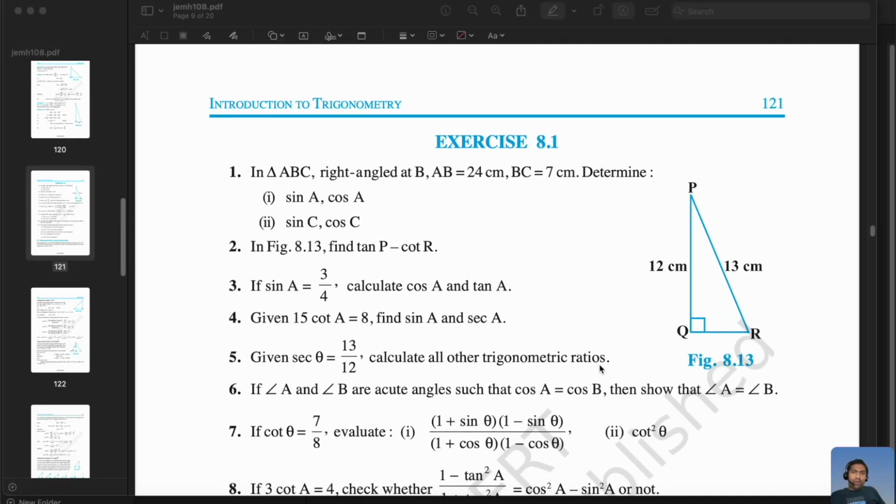Hi guys, today we will be solving exercise 8.1 from the Introduction to Trigonometry chapter. So let's solve the first question.